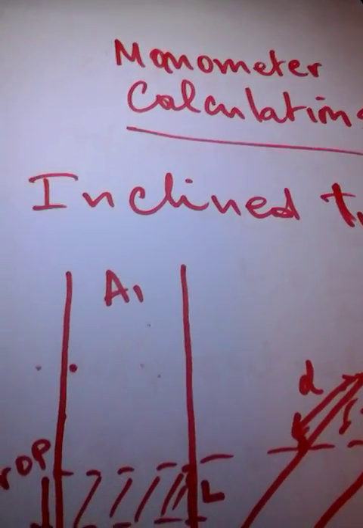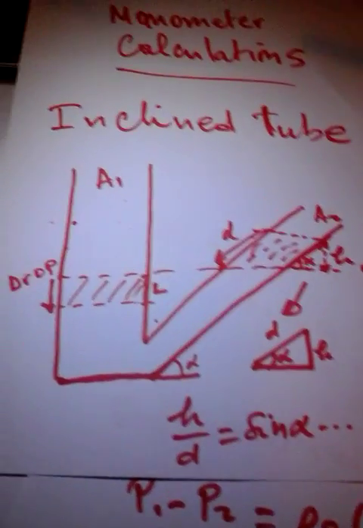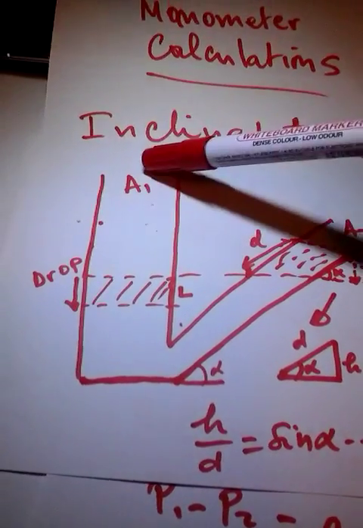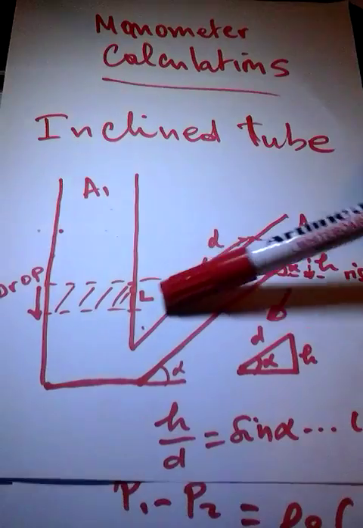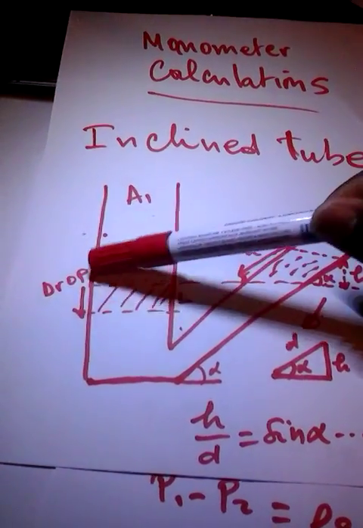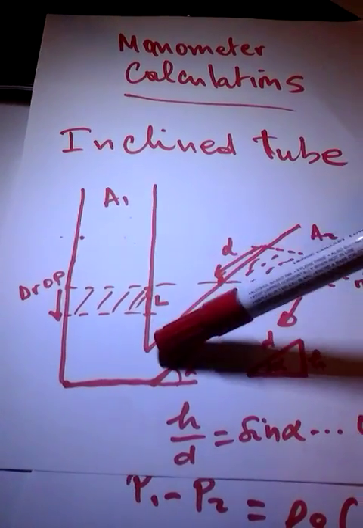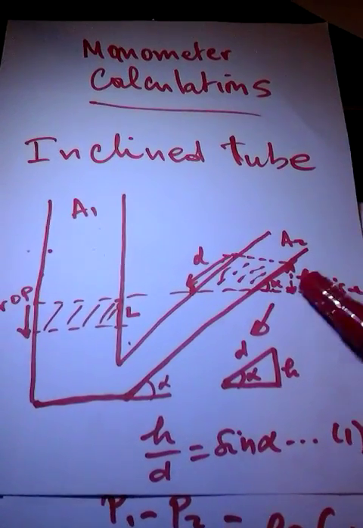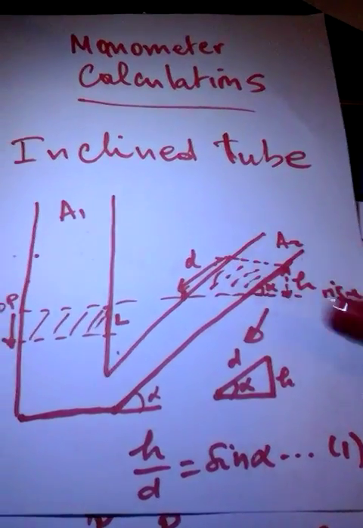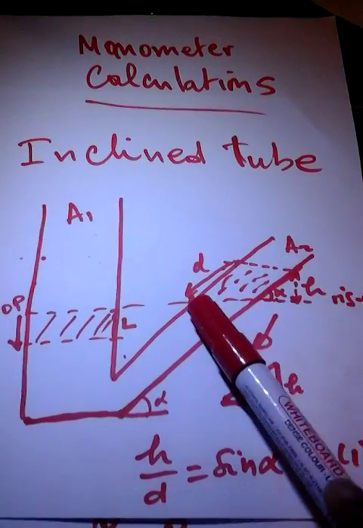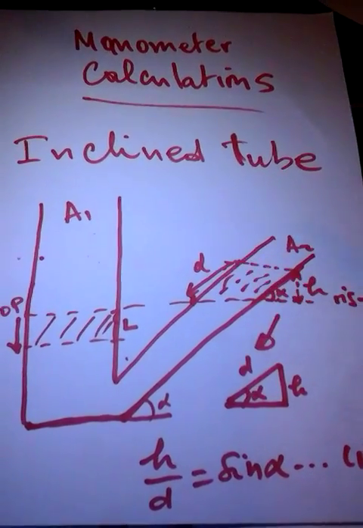Okay, so here what I did, I just drew the sketch. You see there, the inclined tube, there's the sketch. We have area 1 and area 2. Then this is L, which is the drop, that's the level the liquid drops. And H is the rise, the height. Then D is your distance. So the liquid went from this point to the other one.